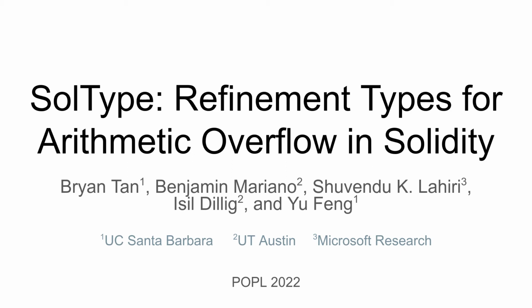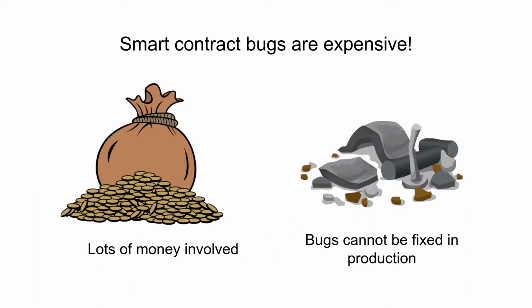Hello, I'm Bryan, and in this short video, I will give a brief overview of SolType, a refinement type system we developed for detecting and preventing integer overflow in Solidity smart contracts. Smart contracts are becoming increasingly popular for financial applications, especially those running on the Ethereum blockchain.